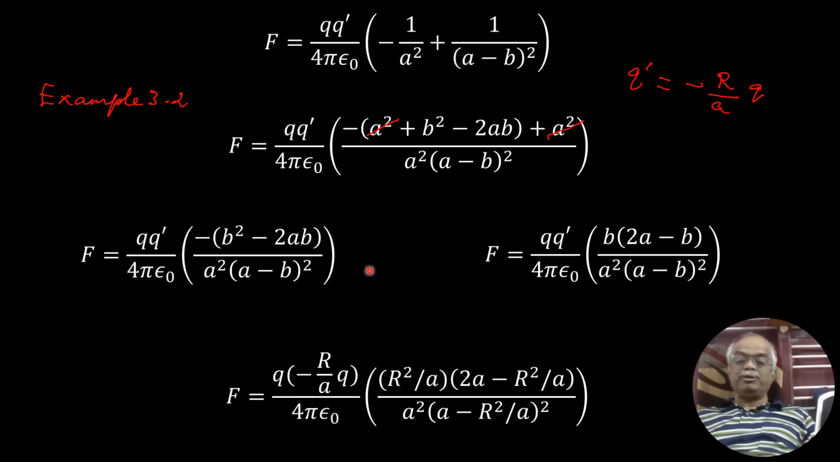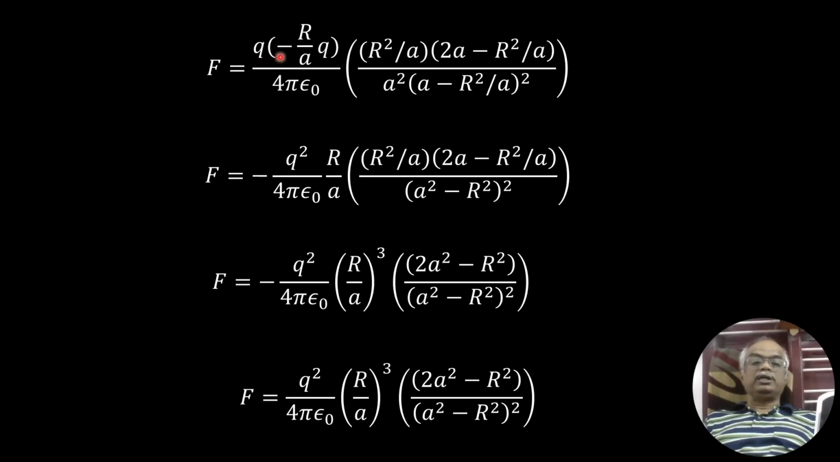Then what about p? In the same problem we discussed where to keep that charge. That charge we have to keep at a distance p equal to r squared over a. So I have replaced q prime as minus r over a q, and p is equal to r squared over a. Here also one p, minus r squared over a. In the denominator also one p, that is minus r squared over a. So now we will try to simplify this.